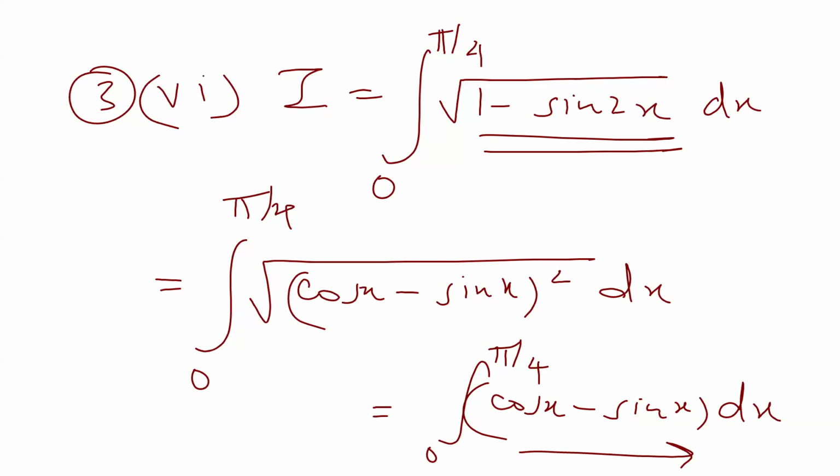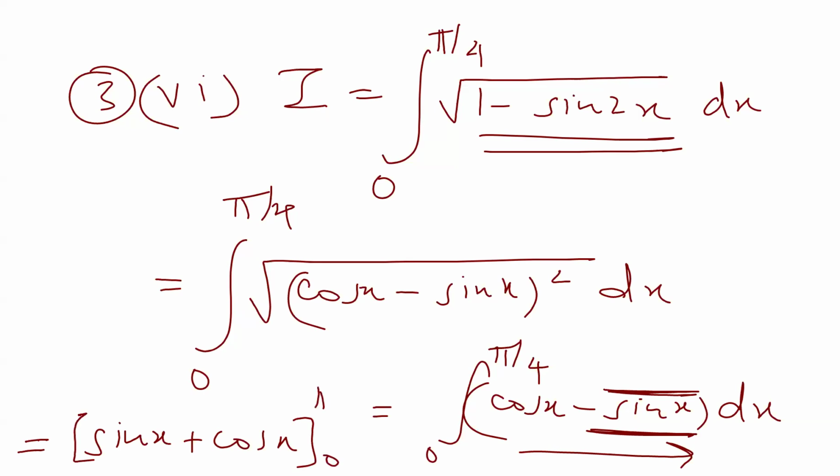Now you can solve this further because you know the integration. So cos x is sin x and sin x is minus cos x. So minus minus is plus, from 0 to pi by 4. Upper limit minus lower limit, box minus box. You can do that on your own.